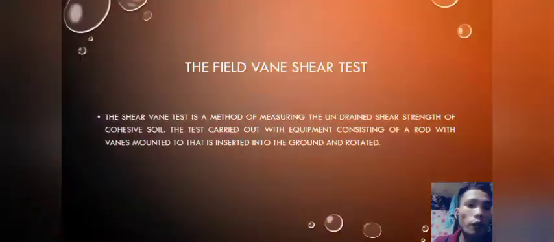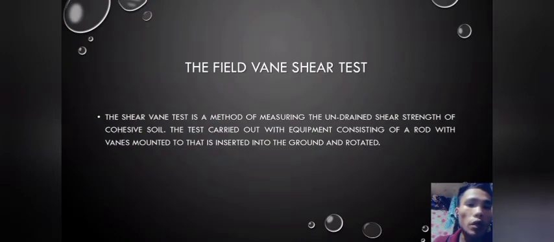So let's move on to the field vane shear test. The shear vane test is a method of measuring the undrained shear strength of cohesive soil. The test is carried out with equipment consisting of a rod with vanes mounted to it that is inserted into the ground and rotated.